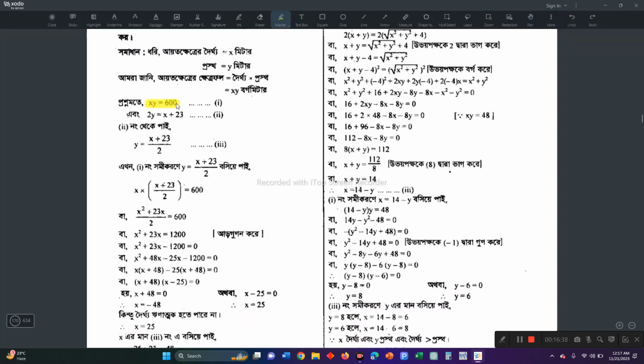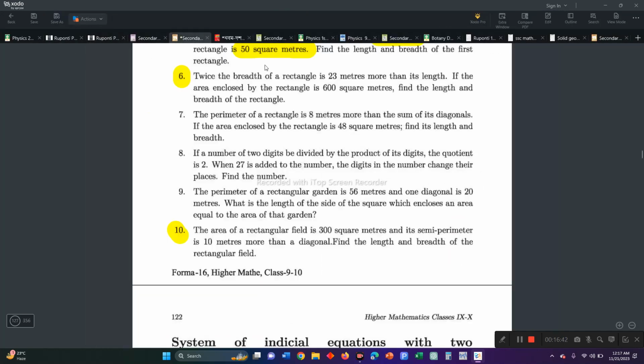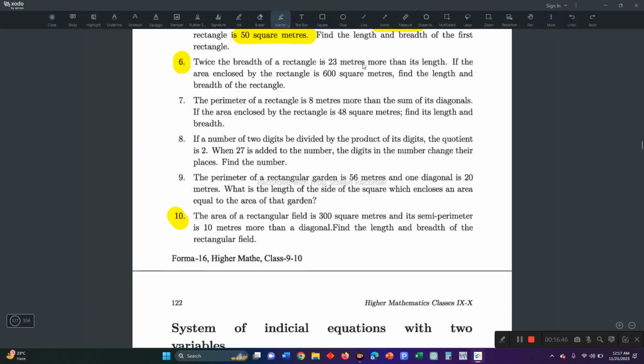So xy is equal to 600, and this is the second condition, that the area of the rectangle is x into y. And twice the breadth, that means if we take y as the breadth, 2y is equal to 23 plus x.